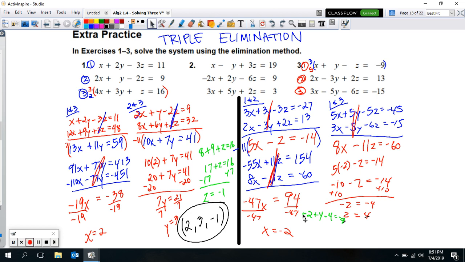So we'll combine the like terms. Negative 2, negative 4 makes negative 6. And then we just add 6 to both sides. So negative 9 plus 6, y is a negative 3. So now our answer is an ordered triple with x first, then the y number, then the z number. So it'll look like this: negative 2, negative 3, then positive 4. Alright, so let's move on to the next ones we'll do.